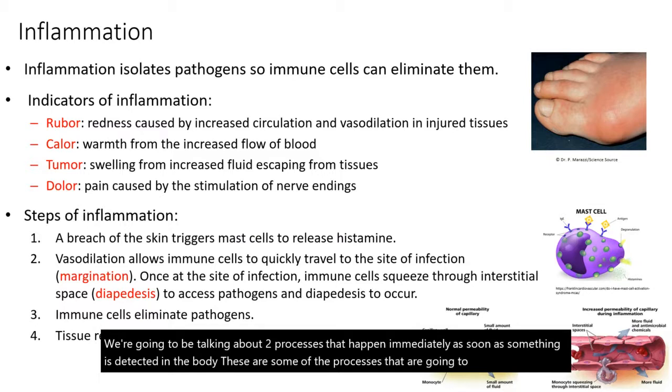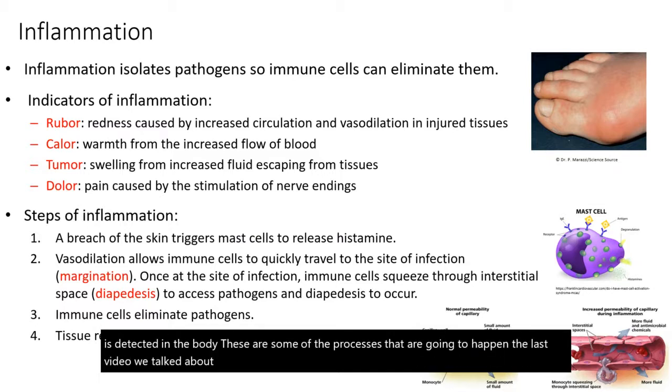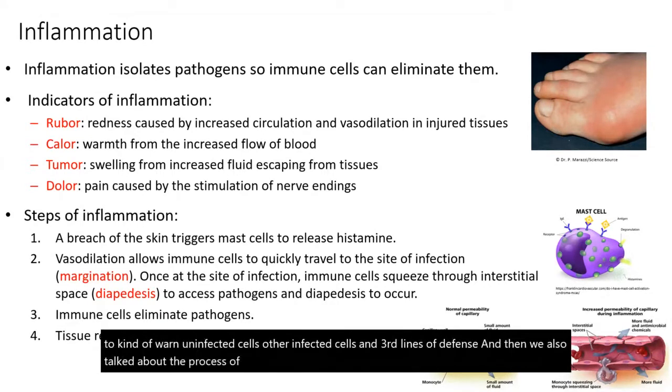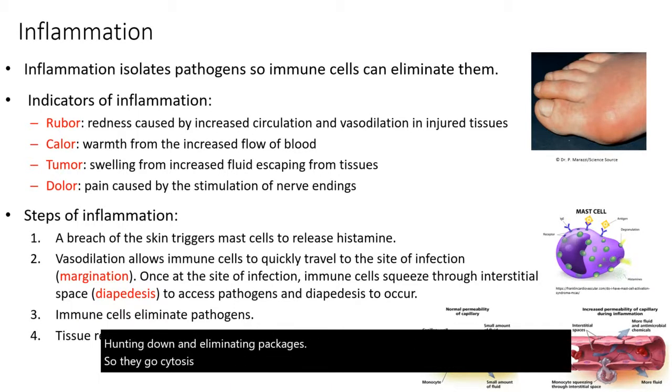In the last video, we talked about interferons, which are little molecules that virally infected cells release to kind of warn uninfected cells, other infected cells, and third lines of defense. And then we also talked about the process of phagocytosis, which is the process of hunting down and eliminating pathogens. So phagocytosis is actually going to play a role in this next process that we're talking about, which is inflammation.